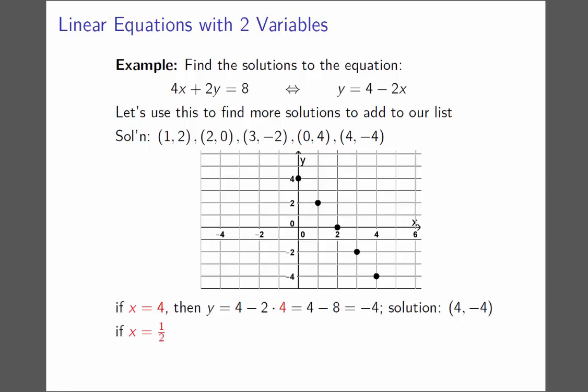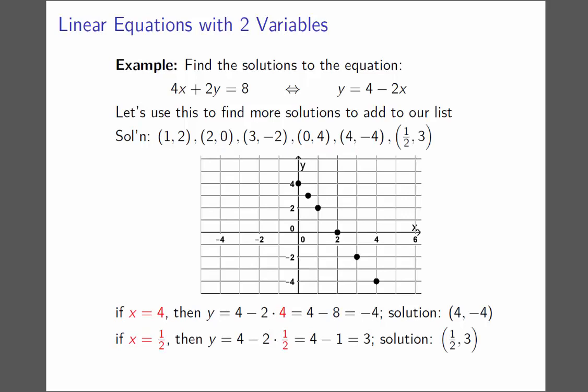Next, let's try x equals a half. Then y equals 4 - 2 times a half. Since 2 times a half is 1, this is 4 - 1, which is 3. So we get the solution (1/2, 3), which again we can add to our graph. If x equals -1, then y equals 4 - 2 times -1, which is 4 + 2, which is 6. So we get the solution (-1, 6), which again we can add to our graph.